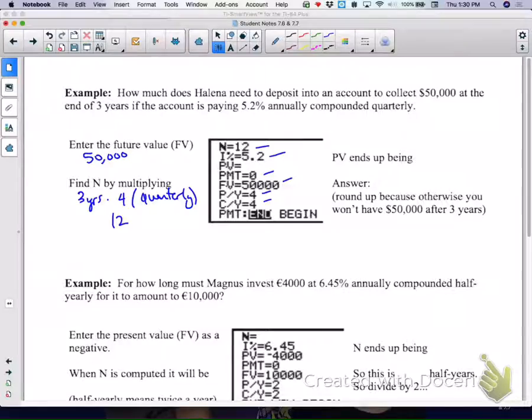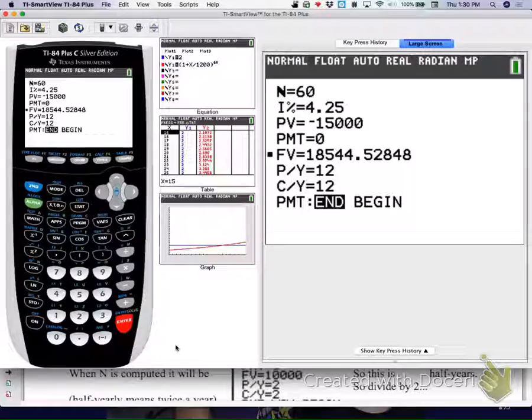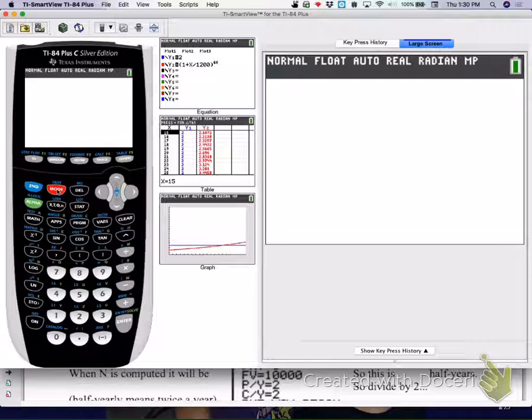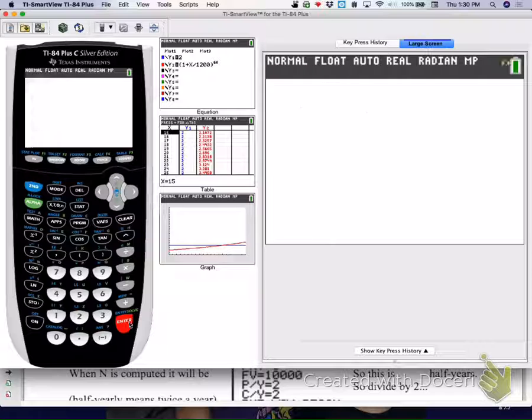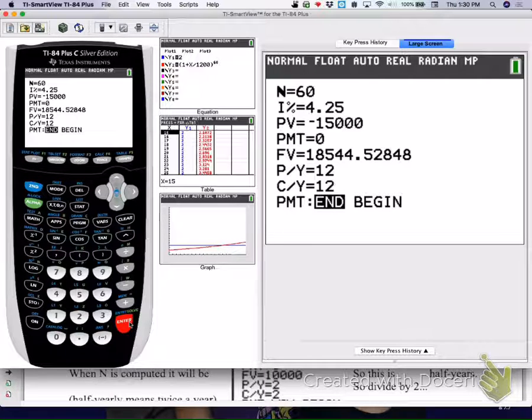Okay, so again, let's come back here. We'll go back to our apps and our finance and our TVM. Now, it's going to have on here what you just had last time, so you'll just need to change it. Grab my paper here so I remember what we're doing. So that's going to be 12. 5.2.